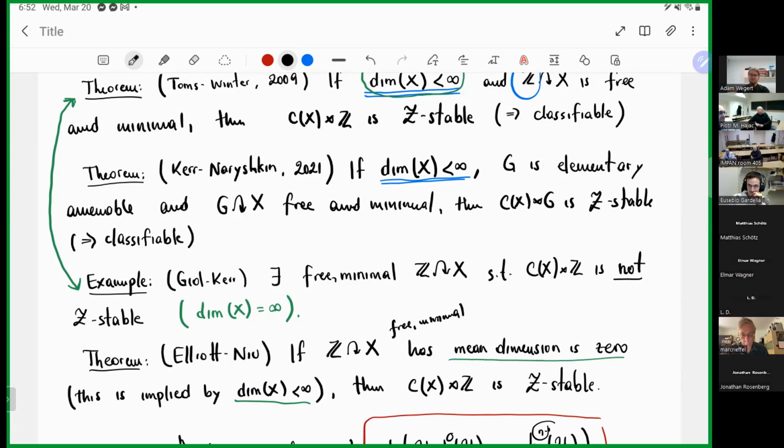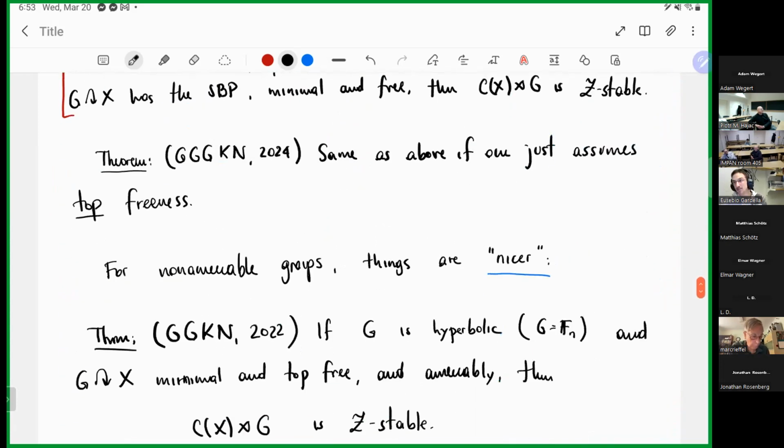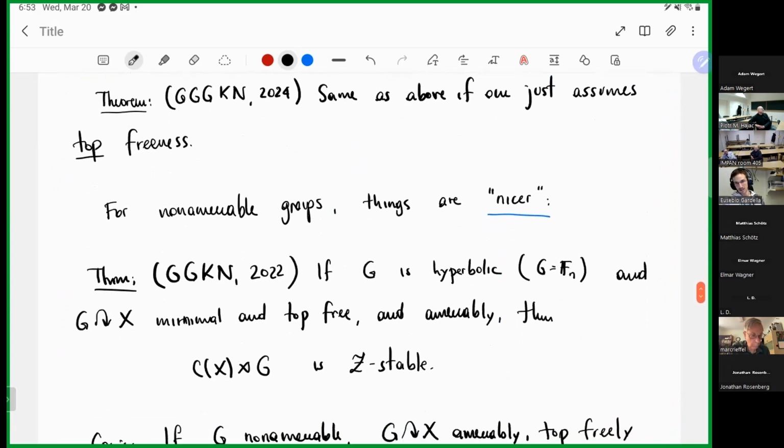Could you explain why in the non-amenable case things are nicer? This is a good question. It's unclear to me. I think one heuristic justification is that there are just not so many amenable actions of non-amenable groups, and the very few that exist are very nice. It's a meta-mathematical answer that I'm giving you. It seems like there are not so many, and the ones that exist are very regular.